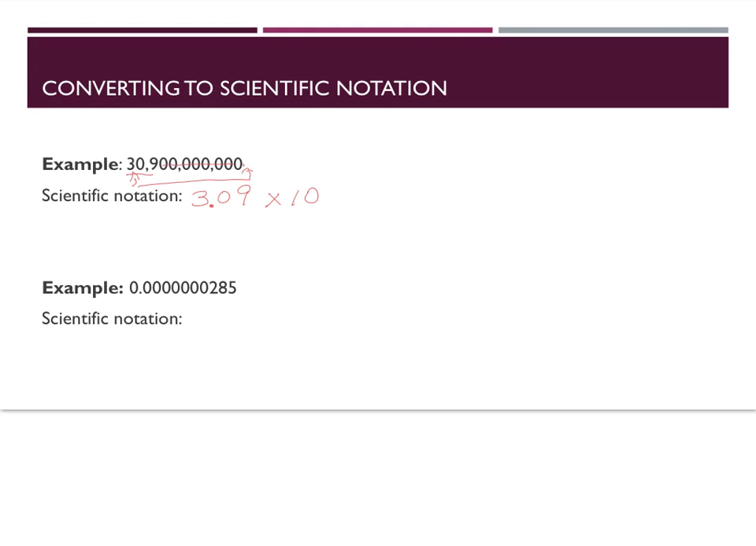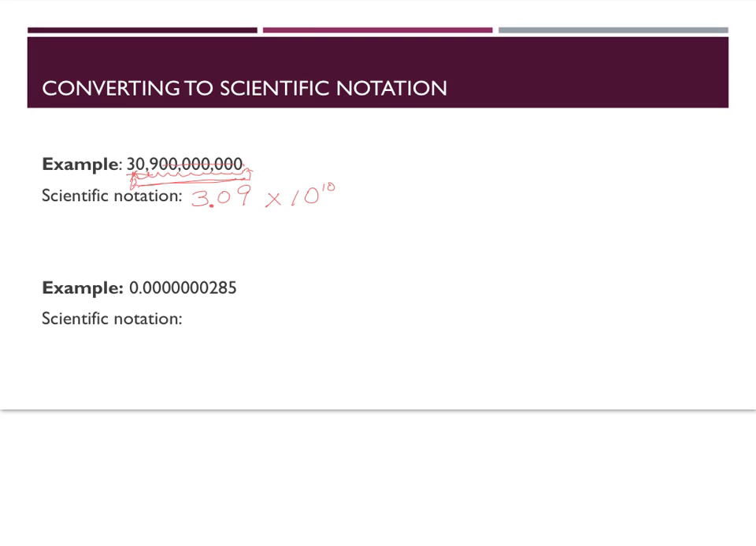So this is just counting. If I multiply by 10 one time, that'll move the decimal point one place. 2 times we get it after the 9. 3, 4, 5, 6, 7, 8, 9, 10. I have to multiply by 10 ten times to put the decimal point back where it belongs. And it is a positive 10 because I'm moving the decimal point to the right to put it back.